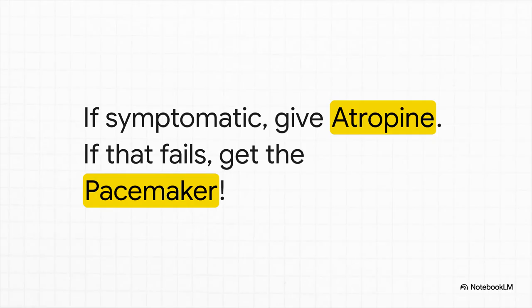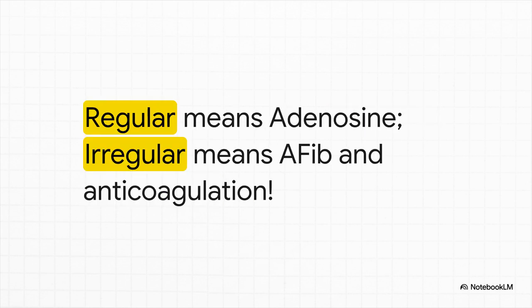Heart rate's too slow, patient's symptomatic, first line is atropine. If that doesn't work, we're moving straight to the definitive fix, a pacemaker. Next. Too fast, narrow QRS. Is it regular? Adenosine. Irregularly irregular? That's your classic AFib. Totally different pathway. Think anticoagulation to stop clots.